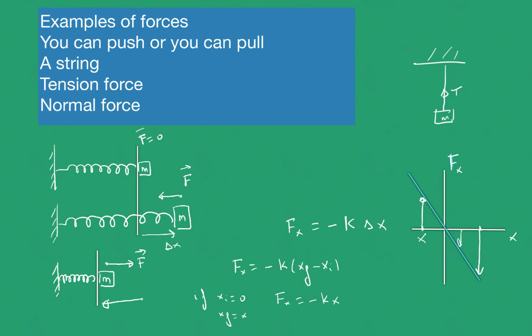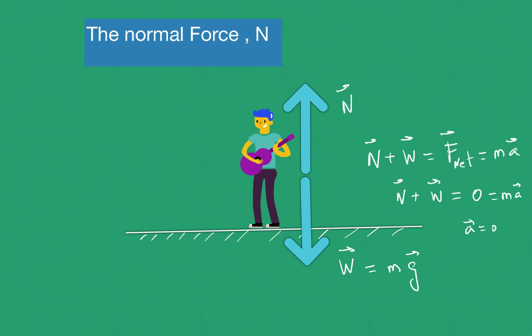The other type of force that we will talk about is the normal force. What is the normal force? Imagine you are standing on the floor. There are two forces acting on you. From one side, there is the force of the earth that is pulling you down. This is the force of the earth that we call the weight. W is a force, and the magnitude of this force is the mass times the value of the acceleration vector g. So your weight depends on g.